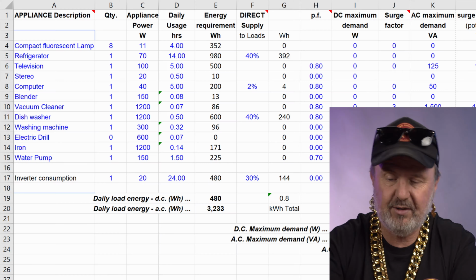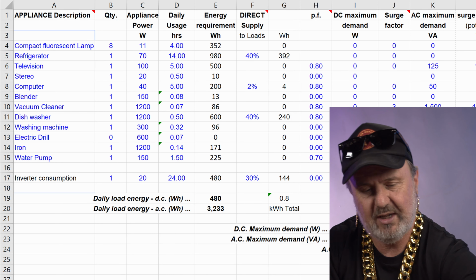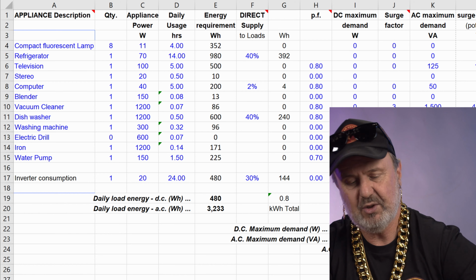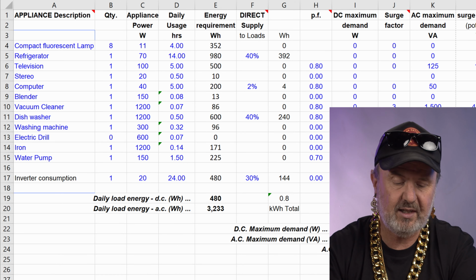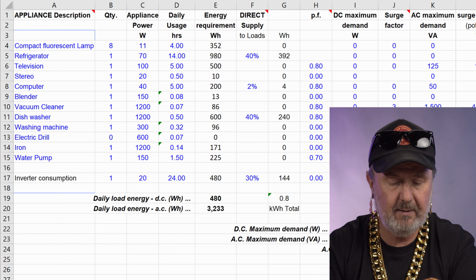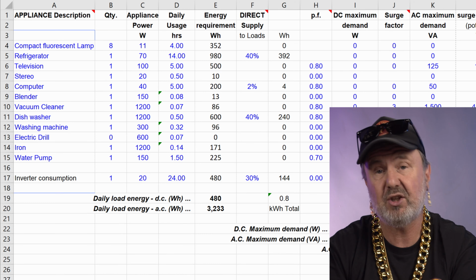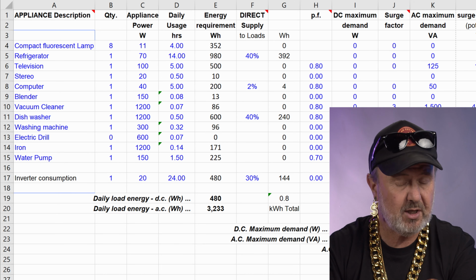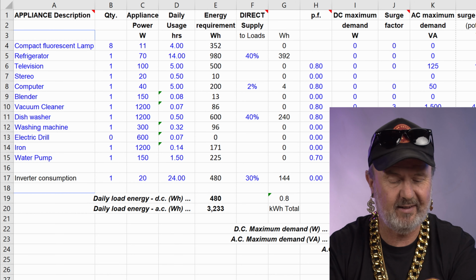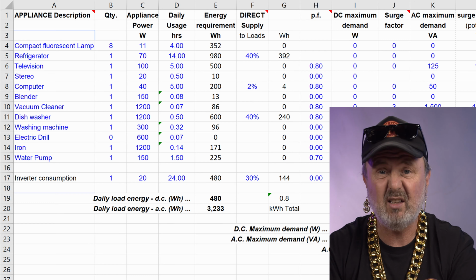What I'm looking at here is a load sheet for a customer. Now, this load sheet really just tells me something about the appliances that they have, and they've got things like compact fluorescent lighting, a refrigerator, a television, a stereo, a computer, a vacuum cleaner, watch that one, a dishwasher, a washing machine, and a water pump. Haha. They're going to probably go together, aren't they? An electric drill, an iron, so just a small range of appliances.